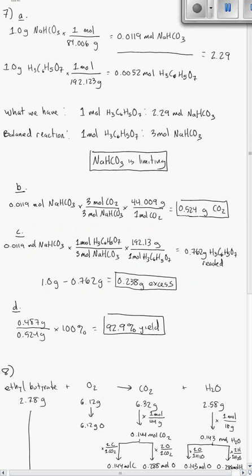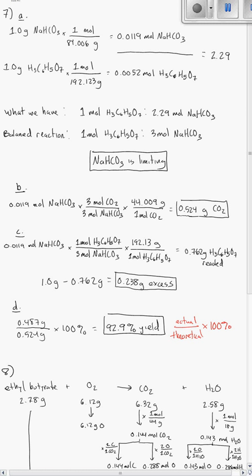In the last part of problem 7, we're told that our actual yield from this reaction is 0.487 grams, and we want to know what the percent yield is. The key to this is just remembering the formula for percent yield. That's actual divided by theoretical times 100%. Theoretical is the amount of your product that you're supposed to get. Actual is the amount that you actually get. In a problem, you're usually given the amount of actual yield, and you're supposed to calculate the theoretical yield.